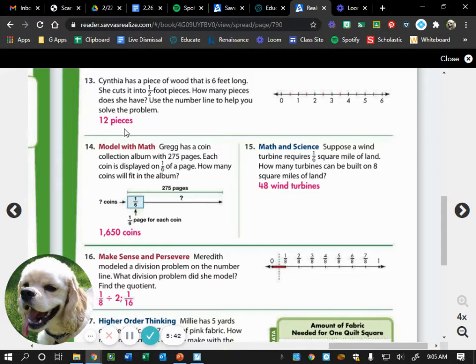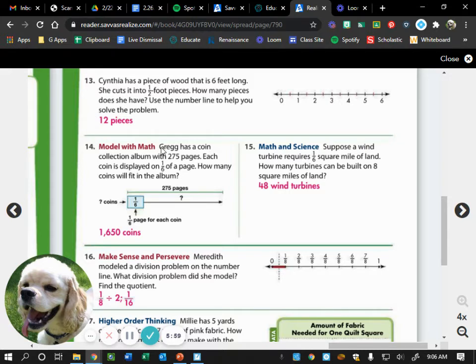Now, for your unit, pieces, you should at least have the word pieces. If you put 12 pieces of wood, that's a very specific, awesome unit. As long as you have at least 12 pieces, that would work. Are there questions on number 13?